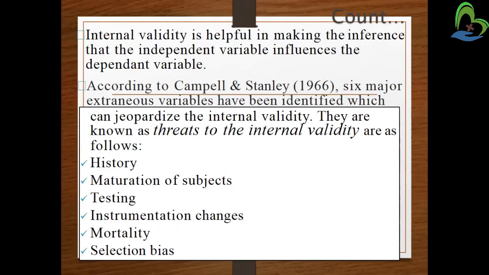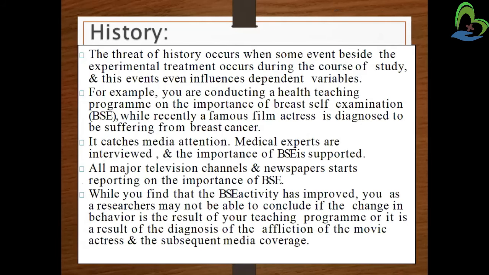We have identified six major extraneous variables which can jeopardize, meaning they can endanger or trap, the internal validity. They are known as threats to internal validity. What are they? History, maturation of subject, testing, instrumentation changes, mortality, and selection bias. Okay, how can it be?